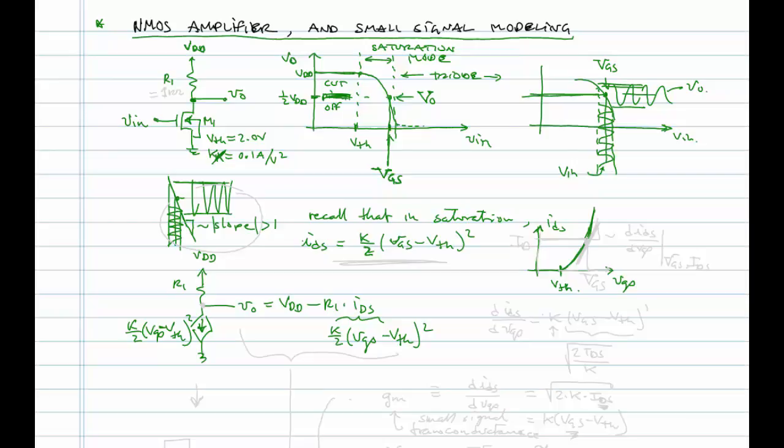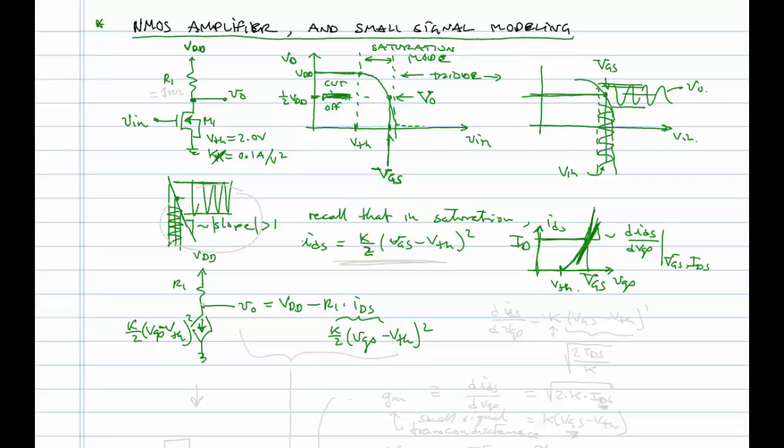Now we can determine the slope of our output transfer curve directly, but let's first look at the slope of our IDS versus VGS curve. The slope at this point here, at some capital ID and capital VGS, is equal to dIDS with respect to dVGS, evaluated at big VGS, big IDS.